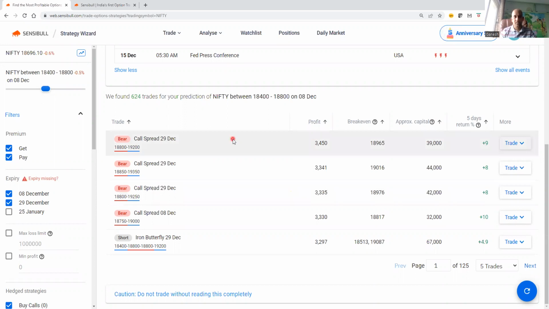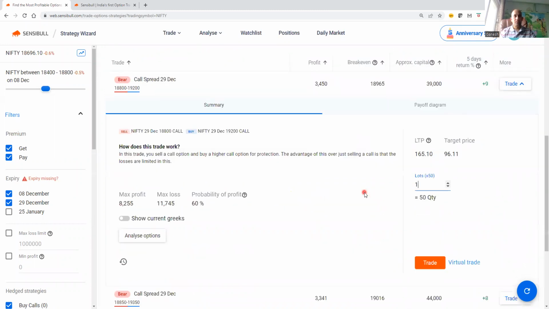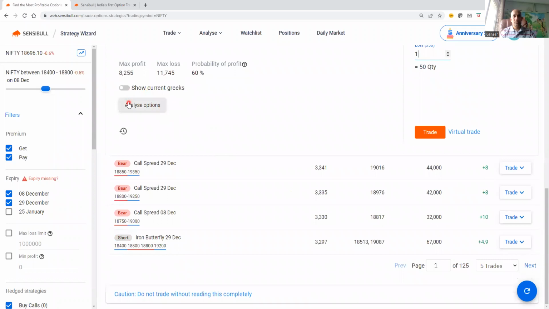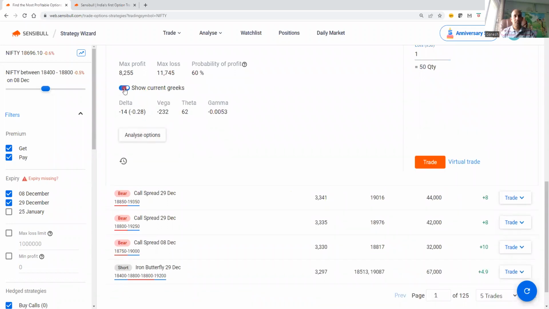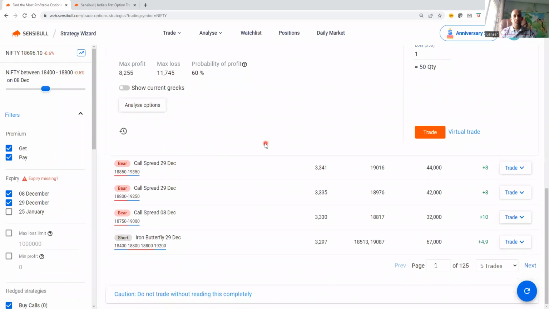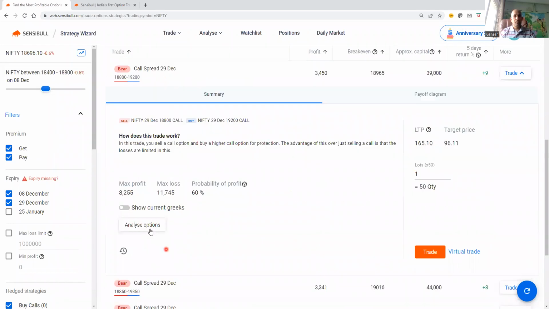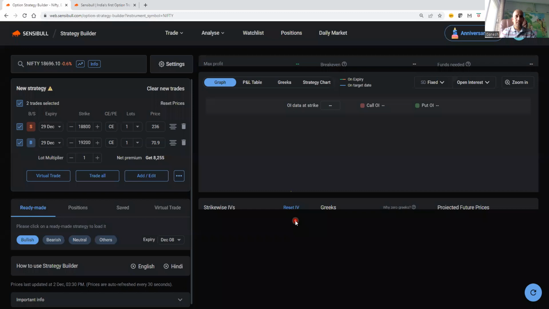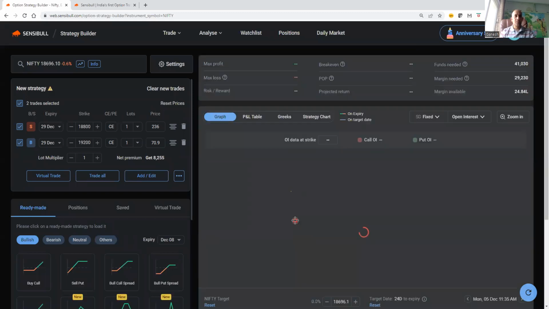Let's say, what is the call spread? It's showing a call spread of about 18,800 to 19,200. I clicked on that, and it tells the summary: the details of this call spread, max profit and max loss. The probability of profit is 60%. If you want Greeks, you can see the Greeks, and I can analyze the option for this strategy. There are several things you can explore.